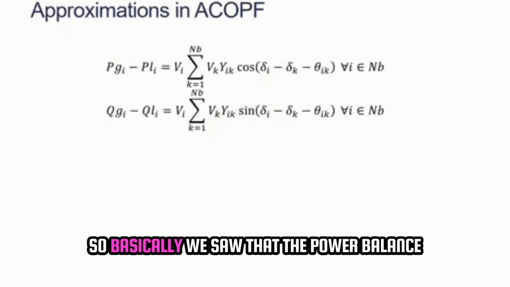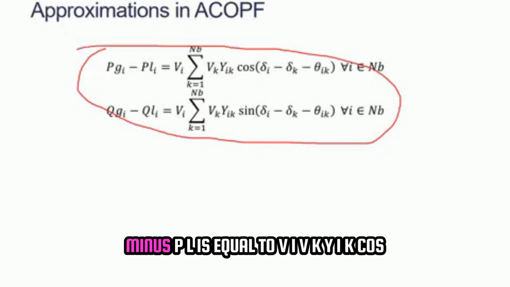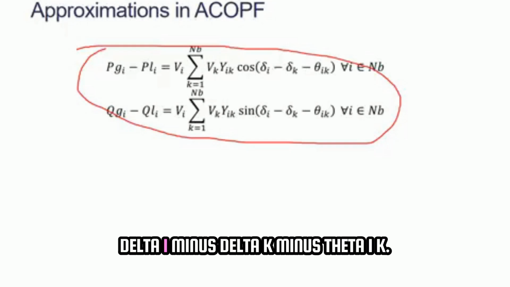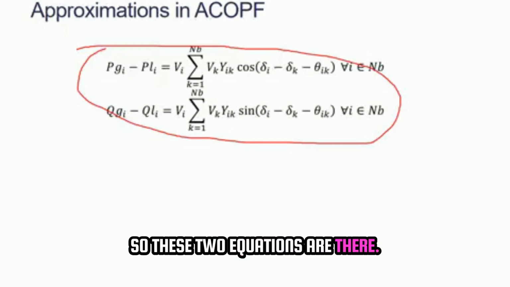So basically we saw that the power balance equation is like this, where PG minus PL is equal to the sum of VI VK YIK cos(delta I minus delta K minus theta IK). This is written for all the buses, and a similar equation is also there for the reactive power, right? So these two equations are there.